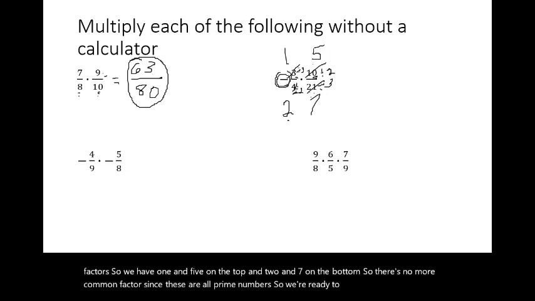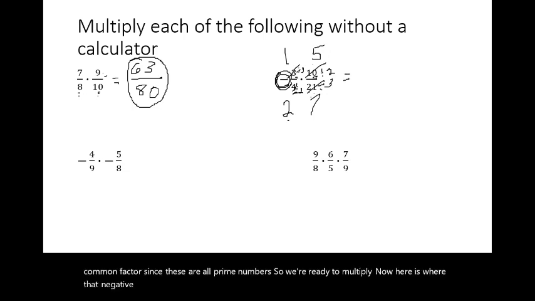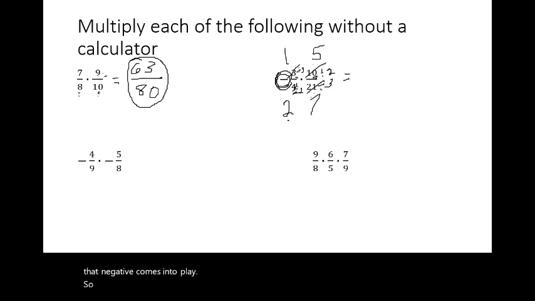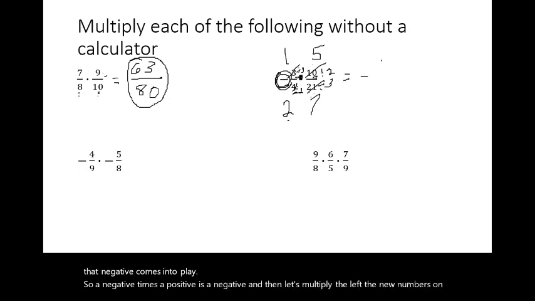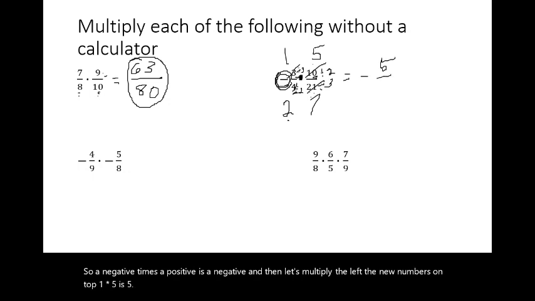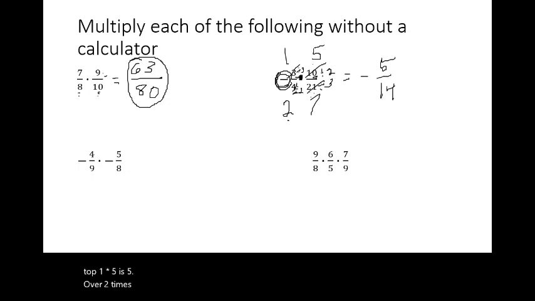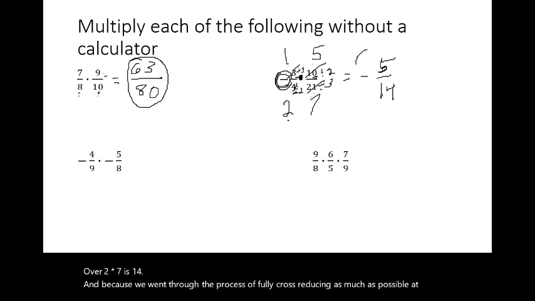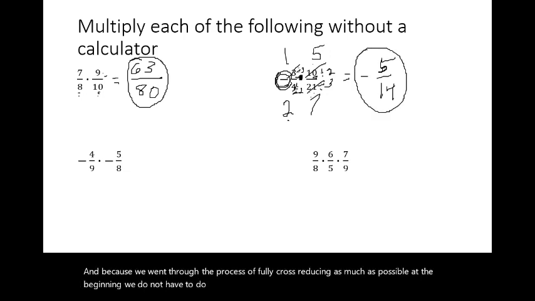Now here is where that negative comes into play. So a negative times a positive is a negative. And then let's multiply the new numbers on top. 1 times 5 is 5. Over 2 times 7 is 14. And because we went through the process of fully cross-reducing as much as possible at the beginning, we do not have to do any cross-reducing at the end, so negative 5 over 14 is our final answer.